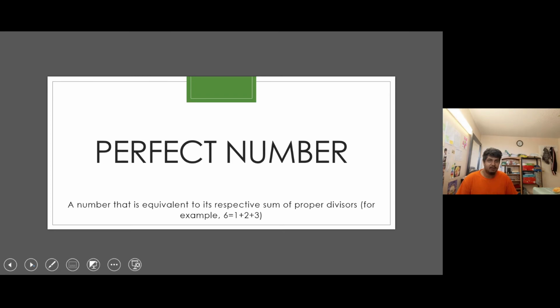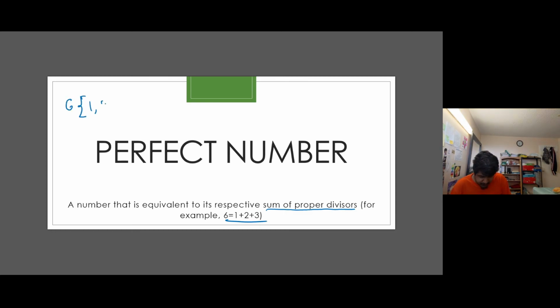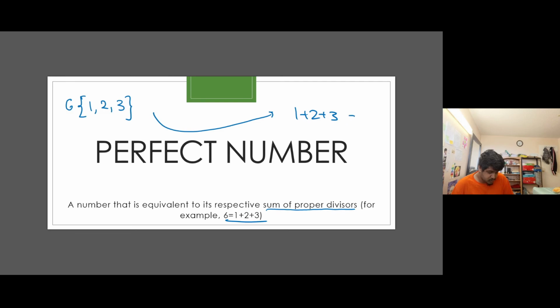Finally, our related concept is the perfect number, which equals the sum of all its proper divisors, right? Let's look at 6 again, because 6 is an example of one. We already talked about the proper divisors of 6, which are 1, 2, and 3. Coincidentally, 1 plus 2 plus 3 also equals 6, which means 6 is absolutely an example of a perfect number, okay?